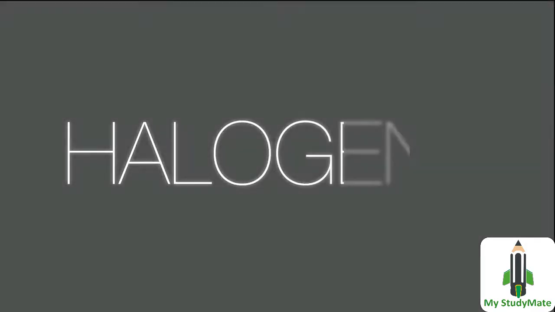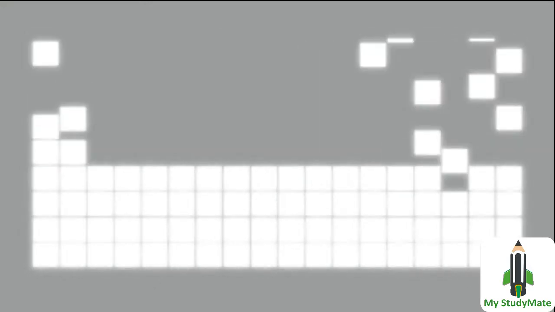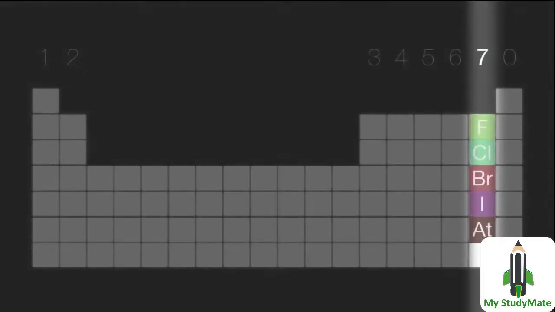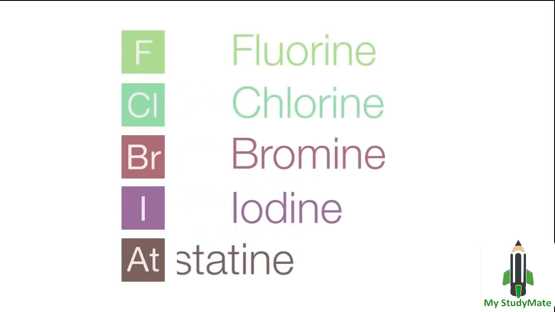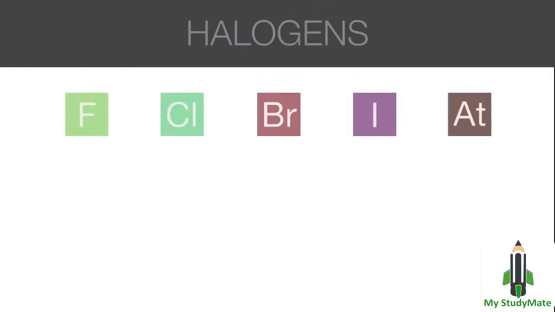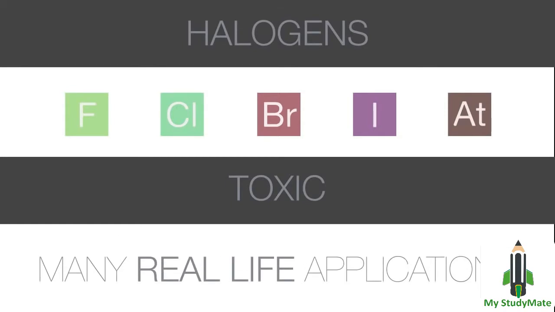The halogens are the elements in group 7 of the periodic table. They are fluorine, chlorine, bromine, iodine and astatine. In this lesson, we will learn about the halogens and their key reactions: the displacement reactions, reactions with metals and reactions with hydrogen. Halogens in their elemental form are toxic, though their compounds have many real-life applications.